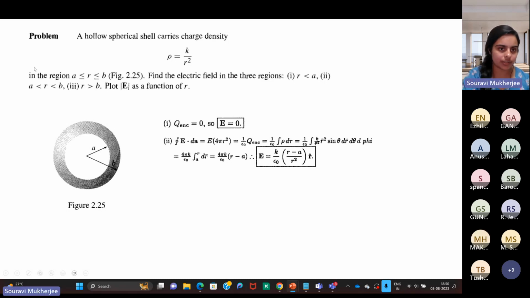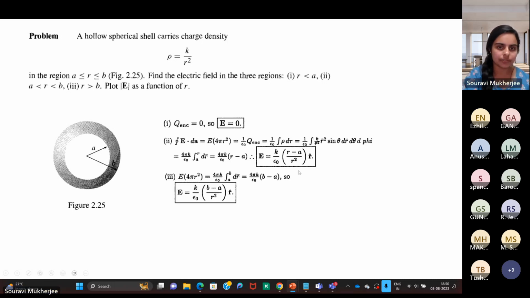And for the third case, when r is greater than b, what would change? Everything would be the same now, similar to this space. But here, when you are integrating, you have to integrate from a to b, because you are considering a sphere of some radius greater than b, but the charge is distributed only from a to b. So your integration should range from a to b. If you do that, you would get something like this.